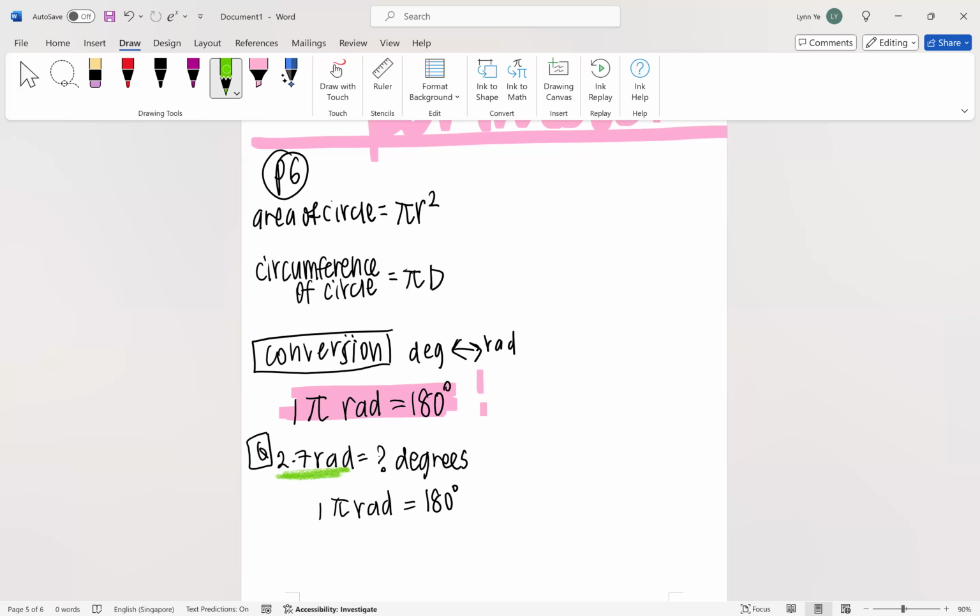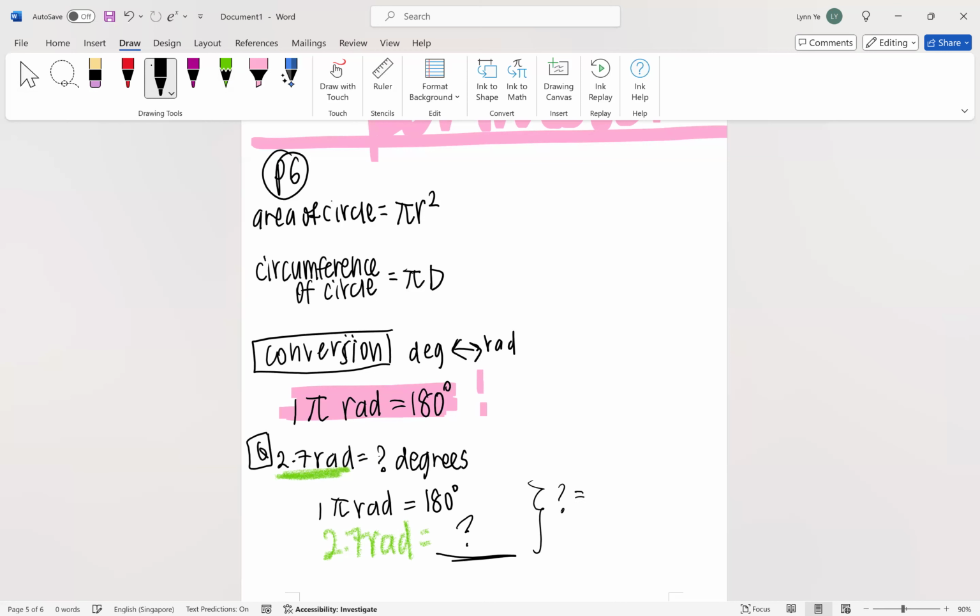The left-hand side represents what? Radian. The right-hand side represents degree. So where do I put my 2.7 radian? Left-hand side. So I put my 2.7 radian here. Correct or not? So if I want to find my question mark, what can I do? Who remembers the technique? How do I use my secret 7 to find the question mark?